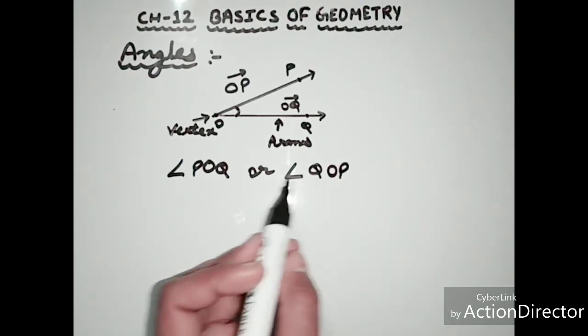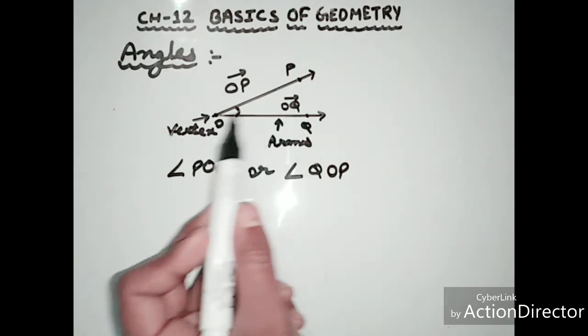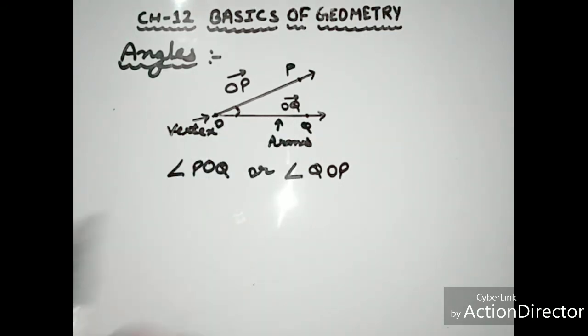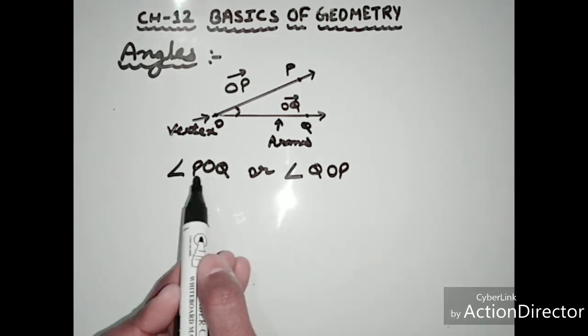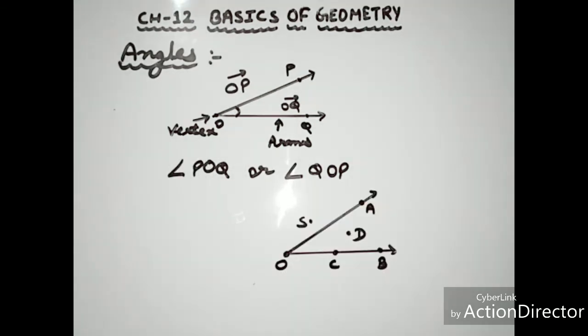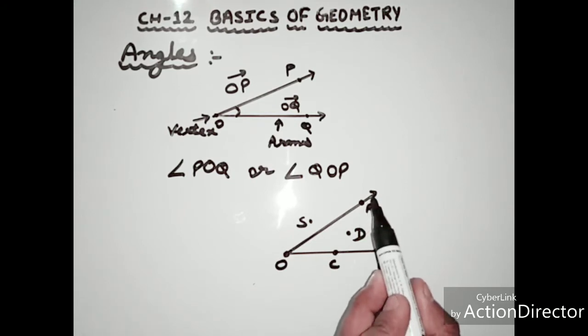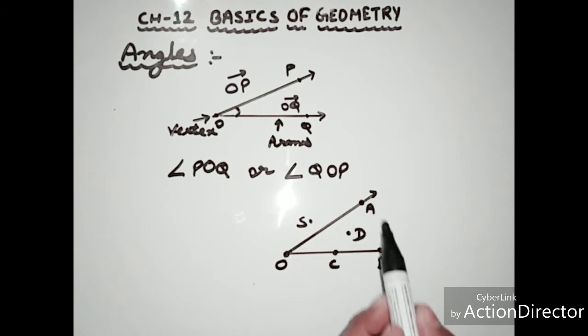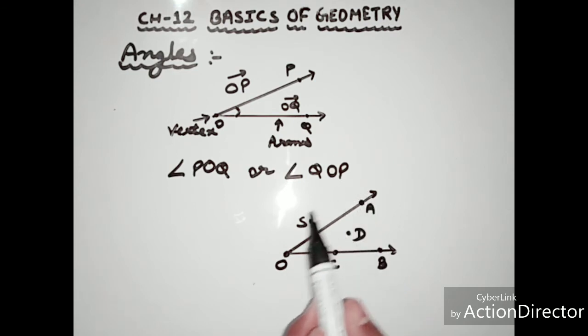These are two angles formed when two rays meet at a common endpoint O. Here we write the vertex point in the middle of these two. Now, the interior and exterior of an angle. The region between the rays is known as the interior of the angle, and the region outside of the arms or rays is known as the exterior of the angle.